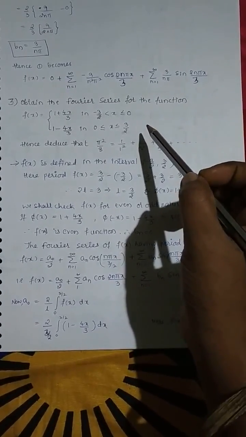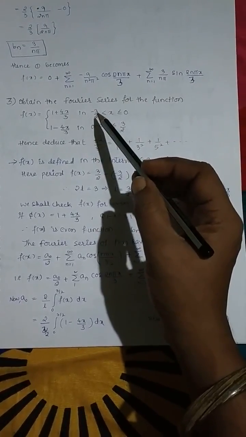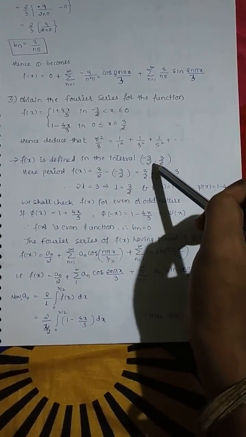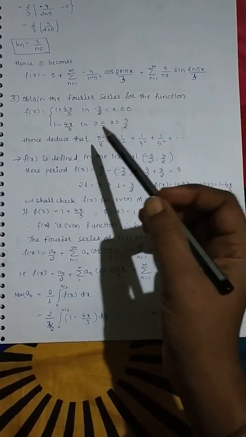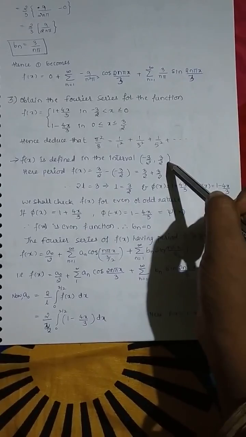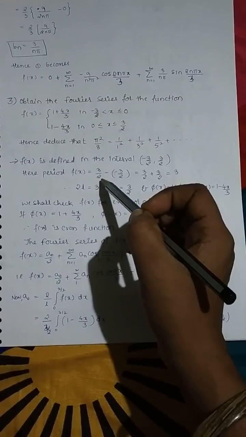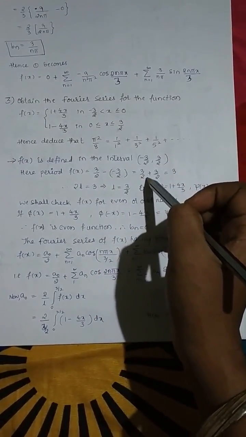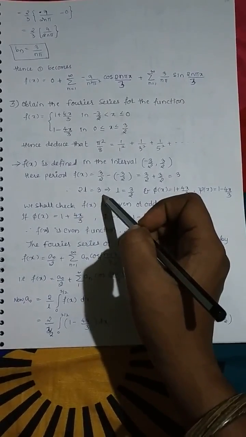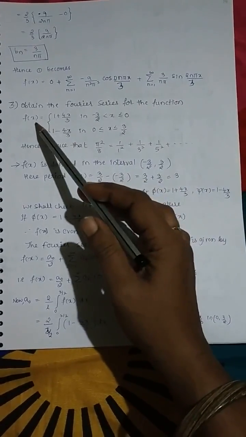Here the interval is minus 3 by 2 to 3 by 2. The function f of x is defined in the interval minus 3 by 2 comma 3 by 2. Here the period of f of x equals 3 by 2 minus of minus 3 by 2, which is 3 by 2 plus 3 by 2, equal to 3. That is 2L equals 3, L equals 3 by 2. Now we can see in the question they have given two functions for f of x.